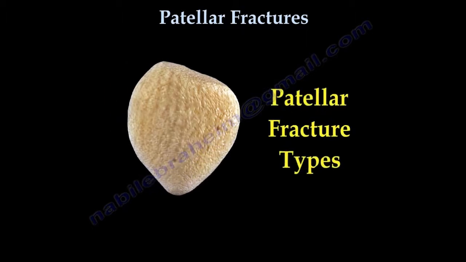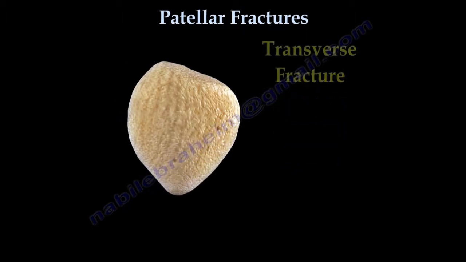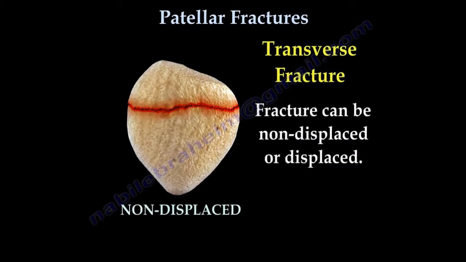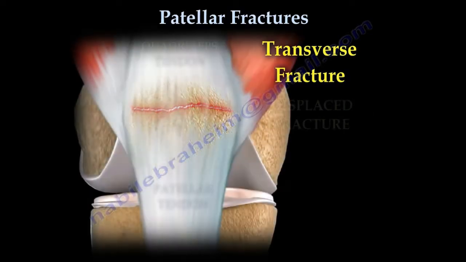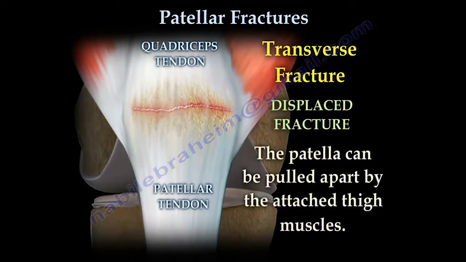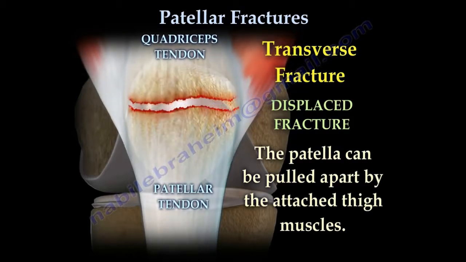Patellar fracture types. Transverse fracture. The fracture can be non-displaced or displaced. This is an example of a non-displaced fracture. Displaced fracture: the patella can be pulled apart by the attached thigh muscles. The patient will be unable to do active extension of the knee.